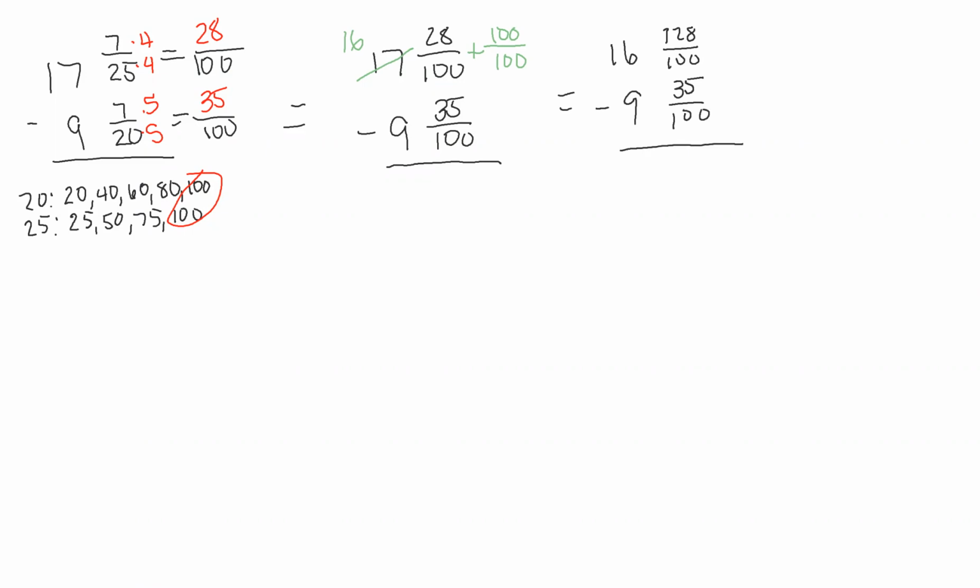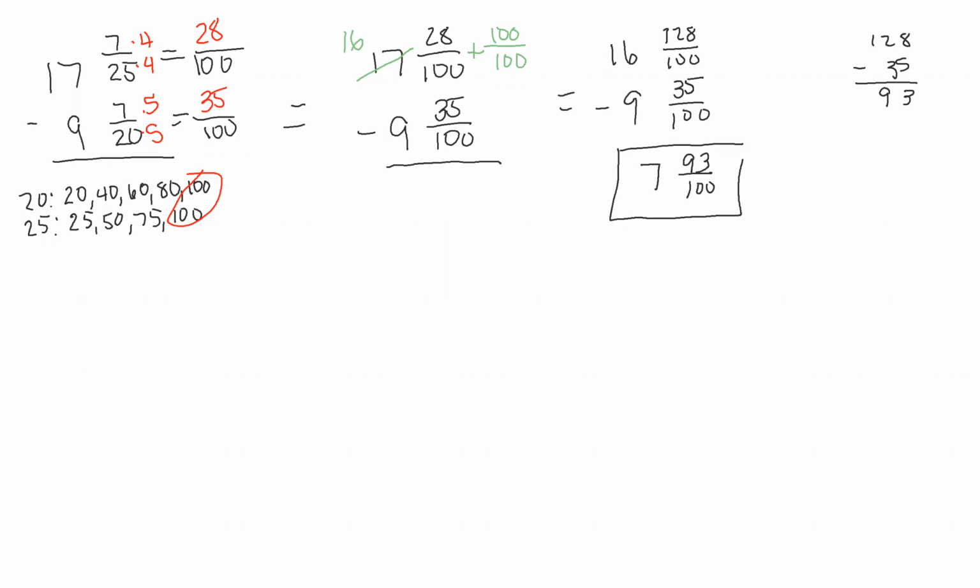Okay. If you need to do a little side work, do some side work. There's no shame in it. 128 minus 35. 8 minus 5 is 3. 12 minus 3 is 9. So when we subtract, we get 93 over 100. 16 minus 9 is 7. And there you have it.